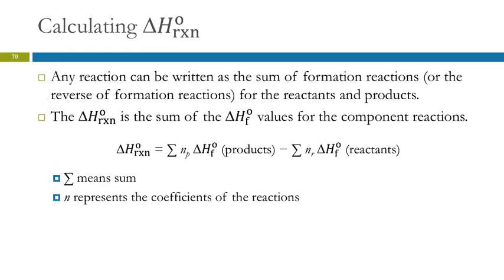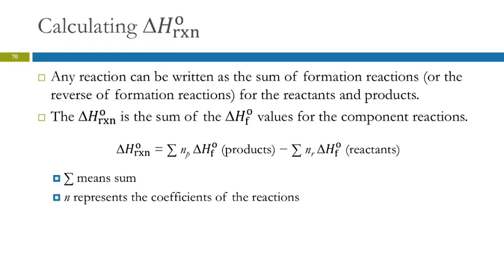So to make a kind of scary looking equation out of this, the standard heat of reaction is the sum of the heats of formation for all the products minus the sum of the heats of formation for all the reactants. We're subtracting this because we're taking the reactants apart, and so that's negative. Forming the products is the same as the sign of delta H, F. N_P here is the coefficient for that reactant or product, because if you tear apart 2 moles of something, you're going to have twice as much energy change.